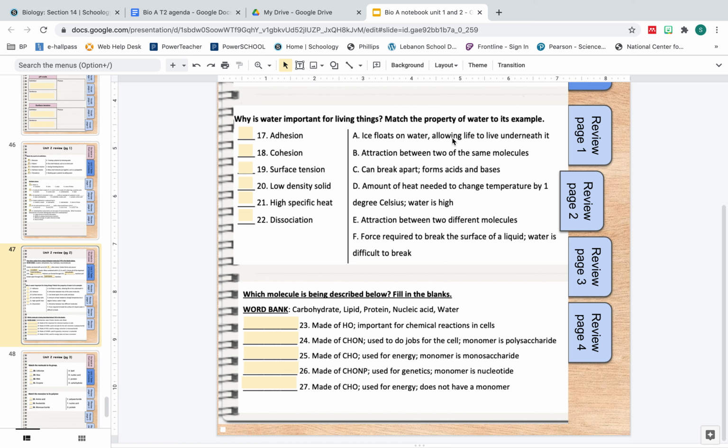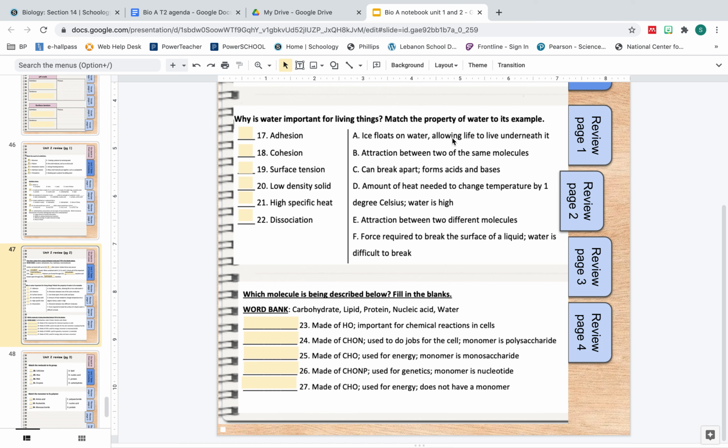Made of CHON, used to do jobs for the cell. The monomer is a... Whoa, that shouldn't say polysaccharide. That should say polypeptide. My bad. Because CHON, polysaccharides don't have nitrogen, but proteins do. This one would be carbohydrates. I'm just going to write carbs so that it fits on the line.